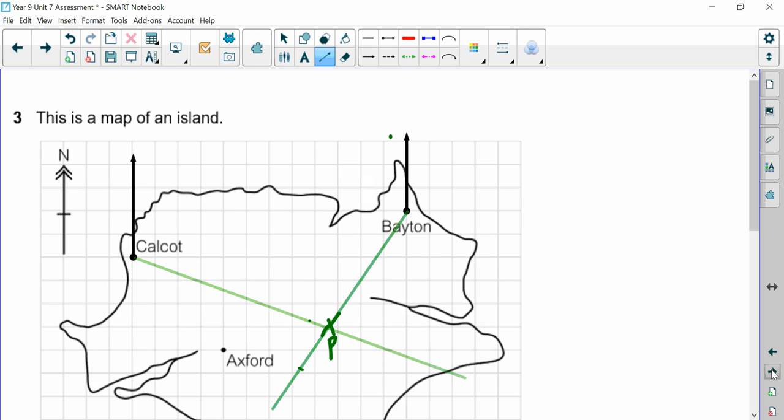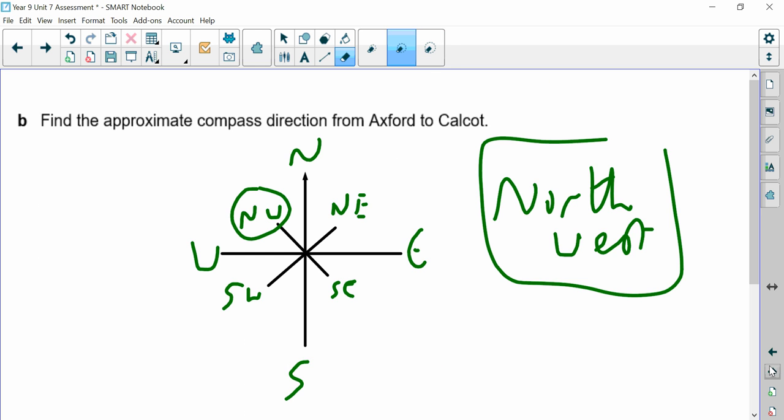Remember the key points about a bearing. A bearing is measured clockwise. In both cases, I've measured my angles clockwise from your north point. Measured clockwise from north. If you didn't do them clockwise, then you're going to end up with the wrong answer. Okay, next up.